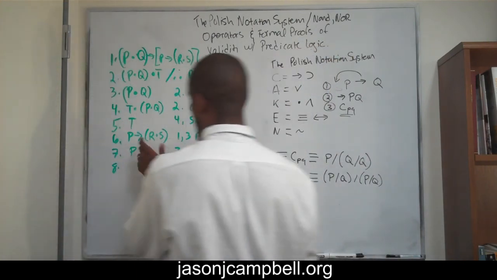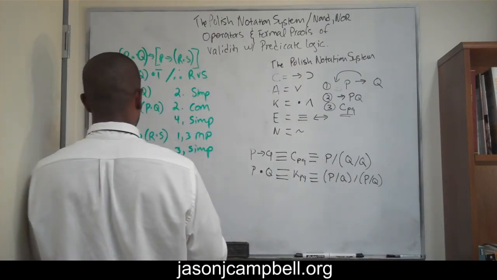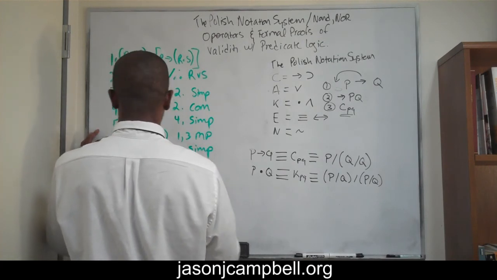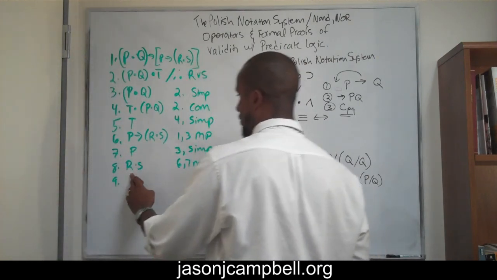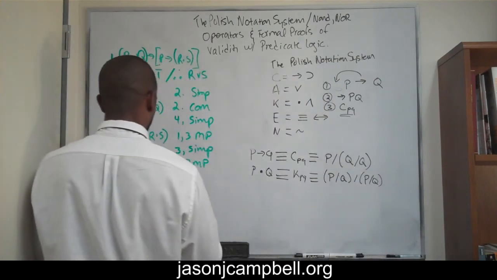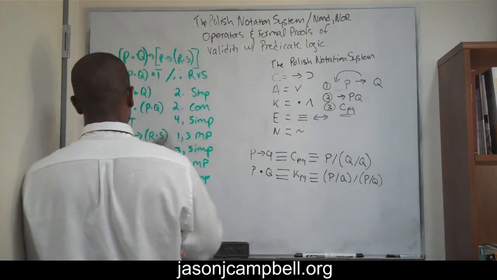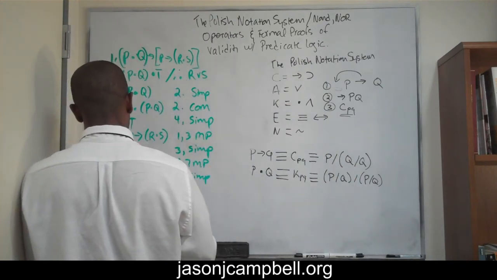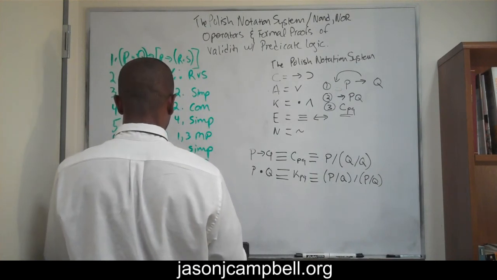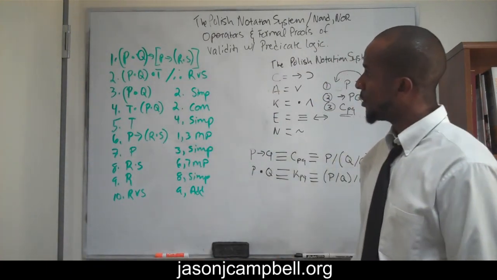8, we can get if P, then Q, P, therefore Q. So now we can get R and S, and that's modus ponens on 6 and 7, 6, 7, and P. Then we go to 9. Now we do 9 and we get R. We get R on 9 from simp on 8. And then lastly, 10, we get R or S, and that would be 9 addition. And there we go. Right, so we've deduced it, right? Not overly complicated.